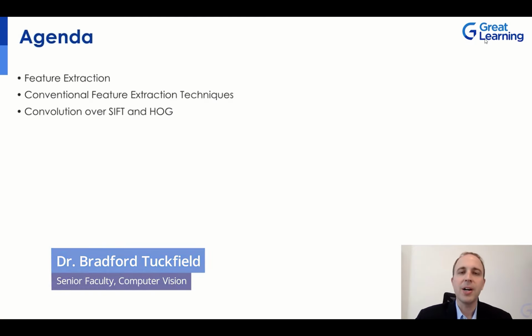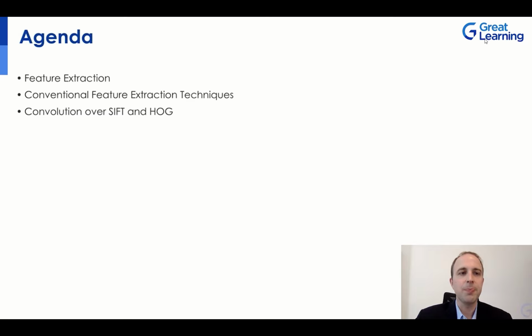The emergence of convolution is our next topic. And we're going to talk about what that means. But basically, today, we'll be talking about feature extraction. And this is a really important part of computer vision. And we'll be talking about some methods for feature extraction.